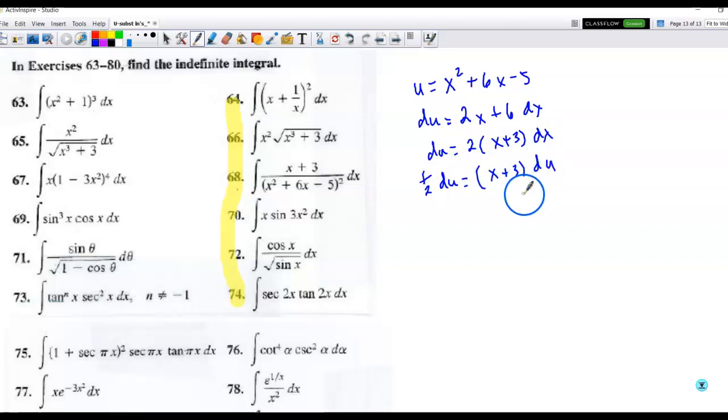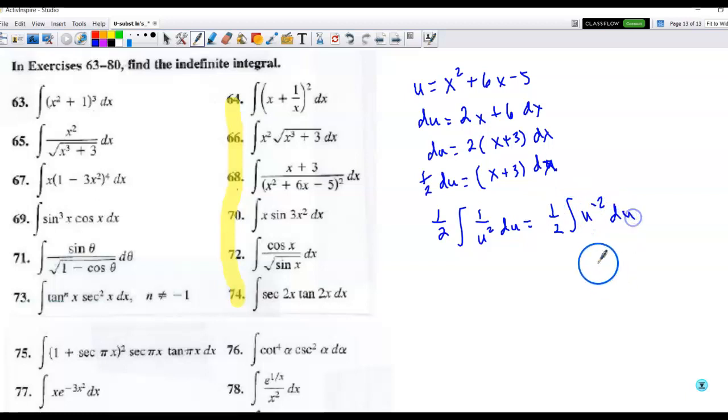And now I think I have everything I need. So I'm going to have a 1/2 coefficient out front. I've got my numerator replacement. I've got my dx replacement, and so that ends up being 1 over u squared, which is the same thing as 1/2 integral of u to the negative 2. They really like that one. We've hit that a lot. So I'm going to increase the power by 1 and divide by the power.